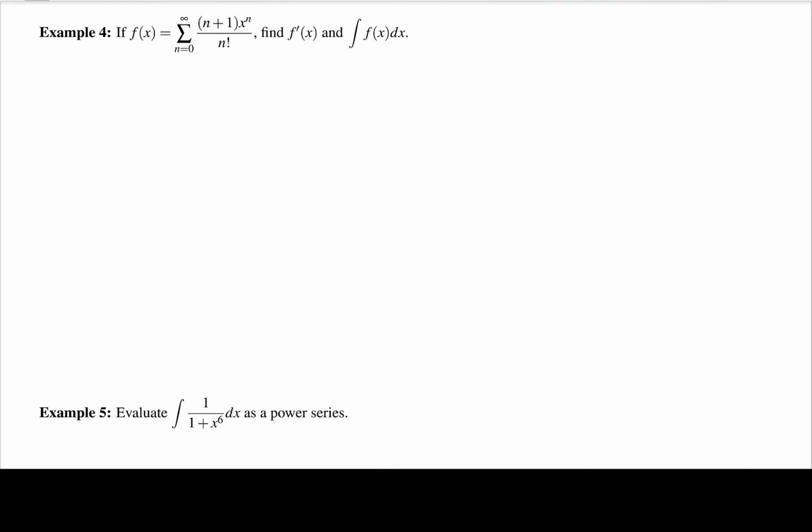So let's look at example 4. Here I want to identify that c sub n is equal to n plus 1 over n factorial.